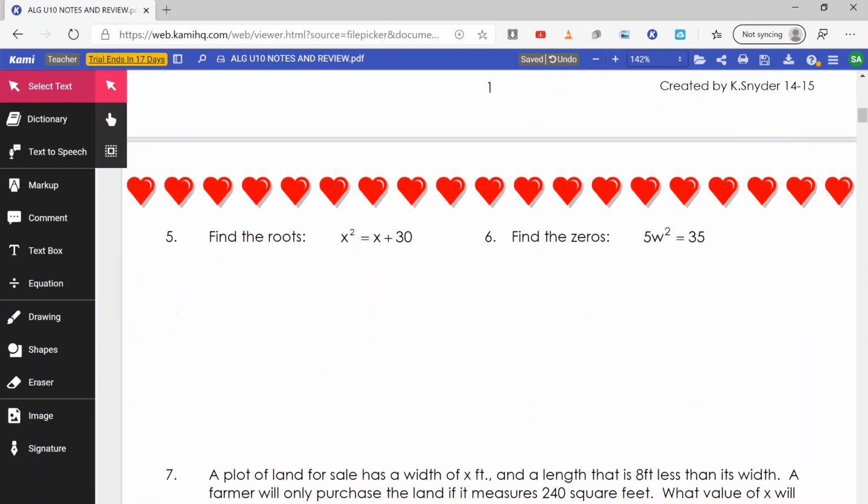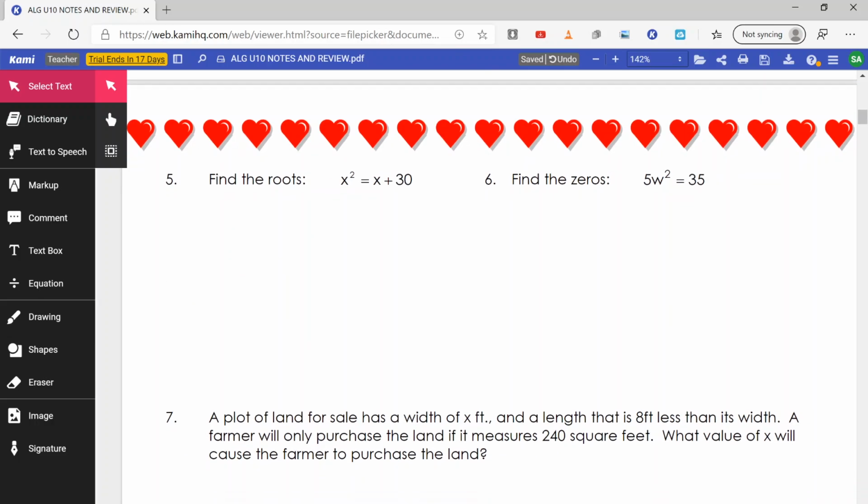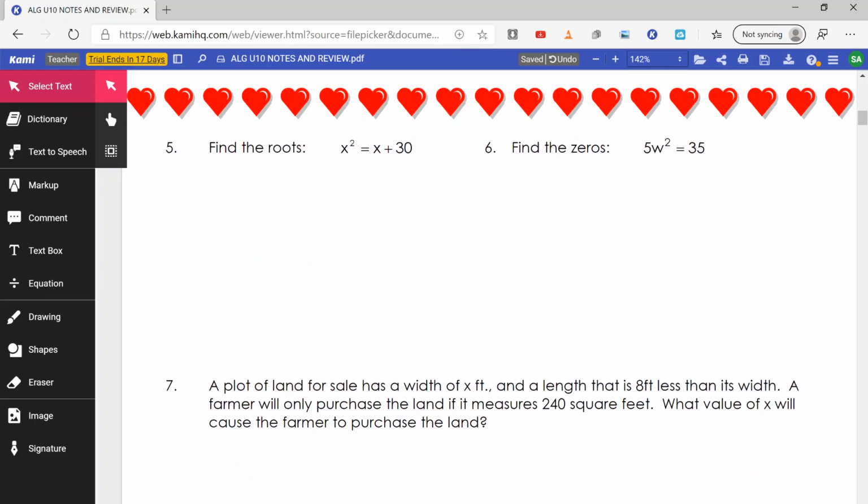Now number 5 says find the roots. x squared plus equals x plus 30. So here again, we need to figure out the value of x that makes our equation equal to 0. The only problem here is my equation does not equal 0. So what we need to do is make it equal to 0.